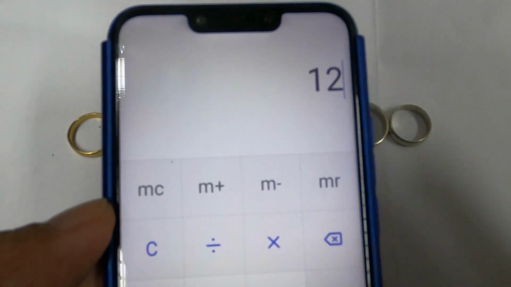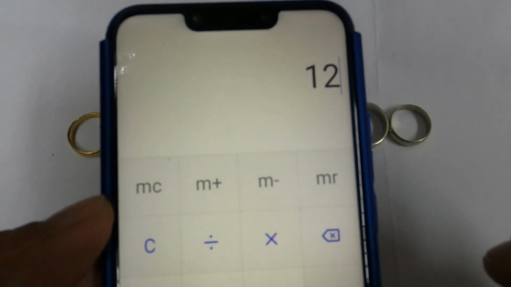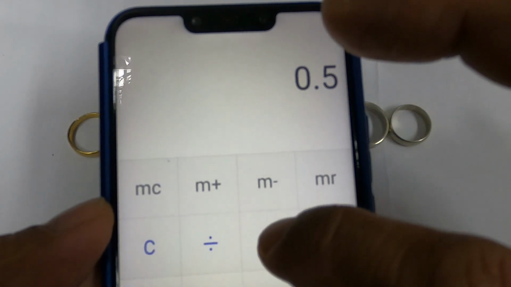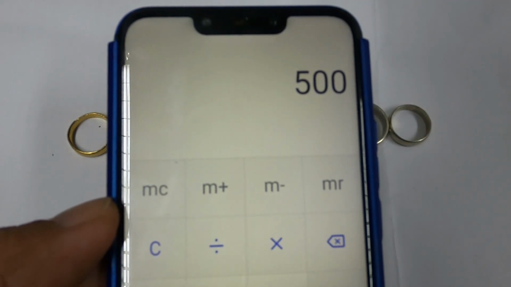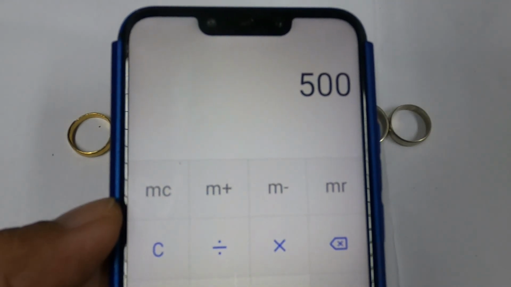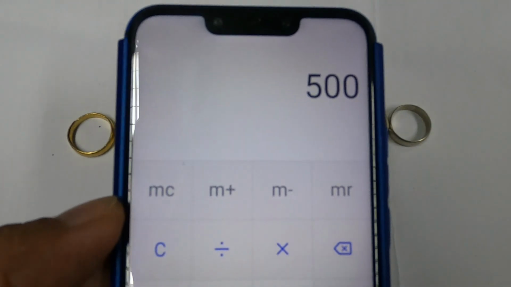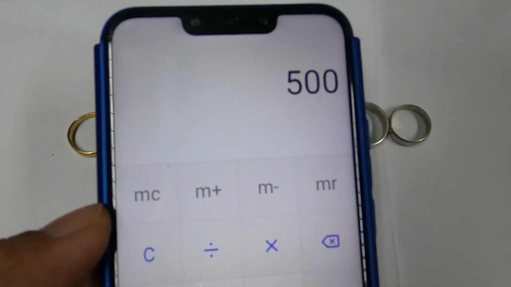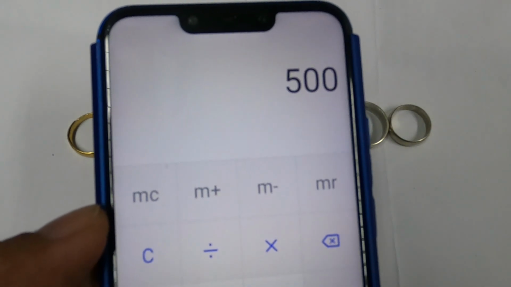For 12 karat, 12 karat is 50% of 24 karat. 12 divided by 24 times 1000 is 500. But I did not see a 500 mark on any jewelry yet. I only see 12k, but maybe some of the jewelry is marked at 500, or yeah, supposed to be 500 because it's 12 karat, right?